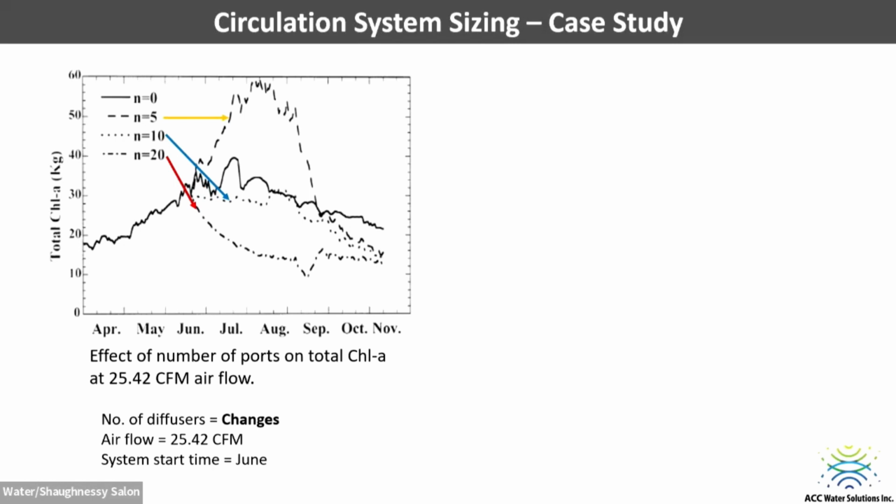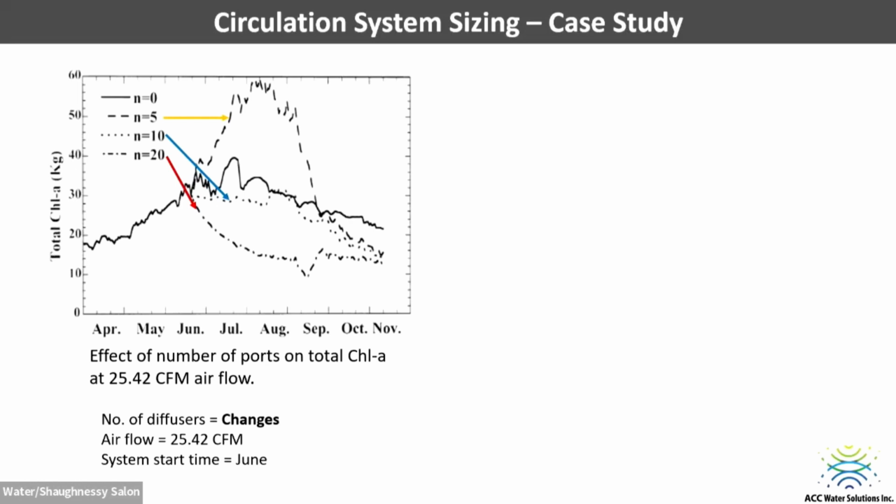When there are zero diffusers and no aeration, this solid line is the chlorophyll A in kilograms. With 5 diffusers, the same airflow of 25, and the system started in June, instead of decreasing the chlorophyll, because aeration should decrease the algal bloom, right, it's not. It's just deteriorating the water quality more. The concentration of total chlorophyll A is increasing. But with the same airflow, if you have 10 diffusers, the blue line, you are getting some result. You're not changing the airflow, you're just changing the number of diffusers.